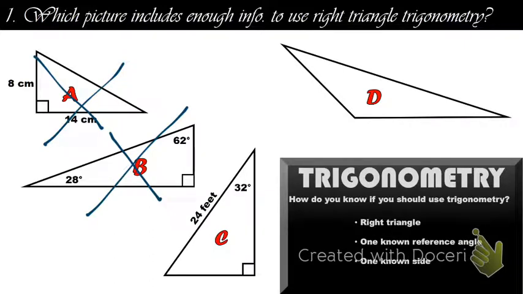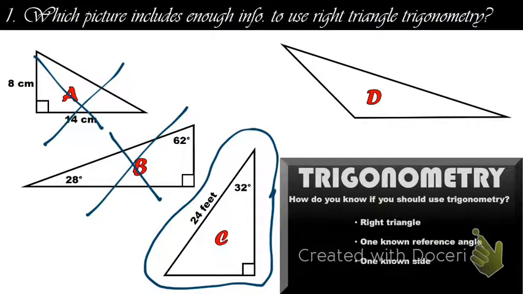If we look at triangle C, it has a 32-degree reference angle. It's a right triangle, and we do know that one of the sides, the hypotenuse, is 24 feet. This triangle, triangle C, is a triangle where we could find a missing side by using right triangle trigonometry. Again, the reason is it is a right triangle, we do know a reference angle, and we do know one side. If we look at triangle D, it's eliminated because it is not a right triangle.